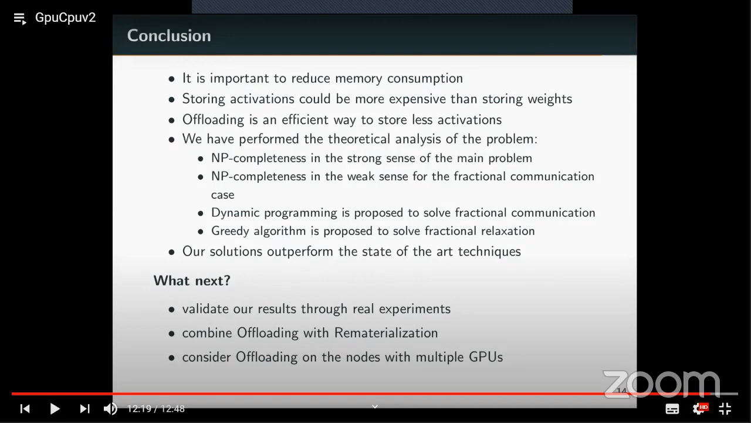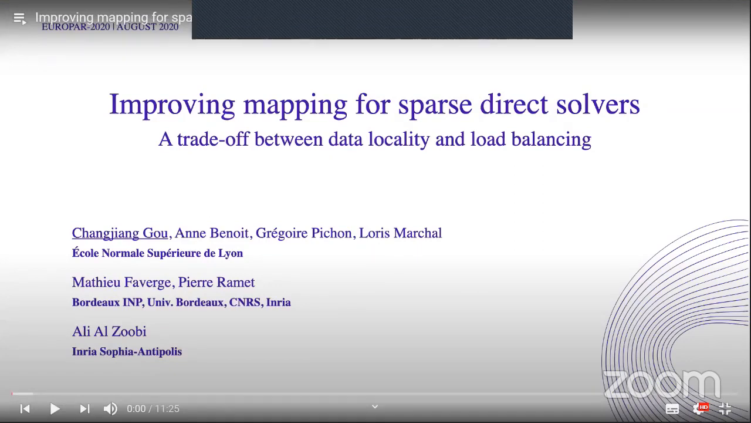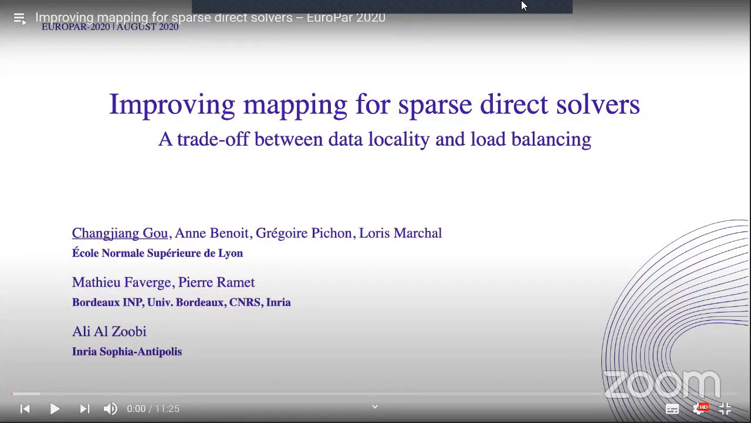Thank you. And now we are moving to our last talk in this session. The last presentation was prepared by Xiangjiang Gu, and the title is Improving Mapping for Sparse Direct Solvers, a trade-off between data locality and load balancing.